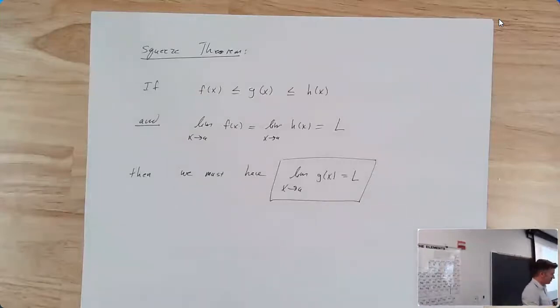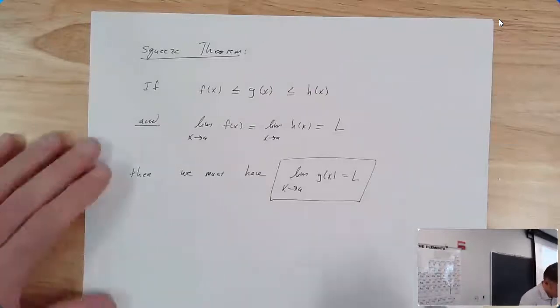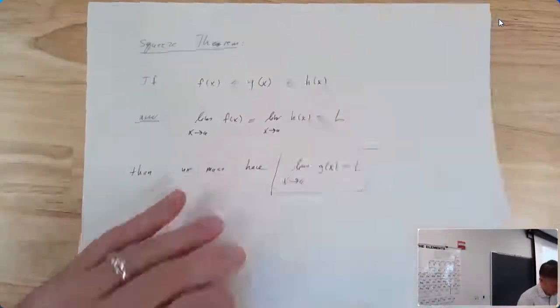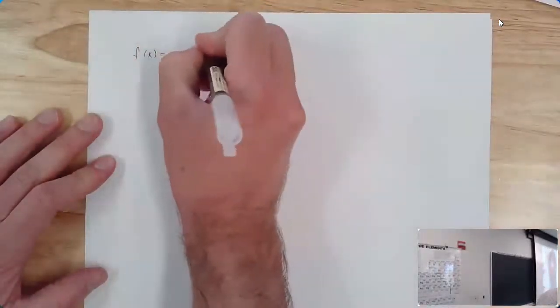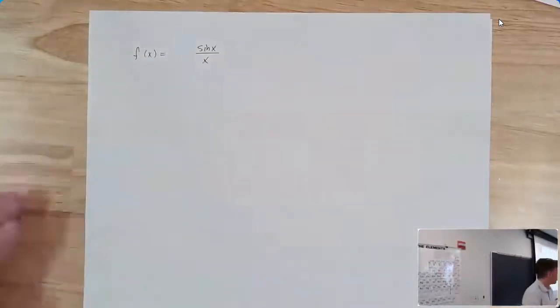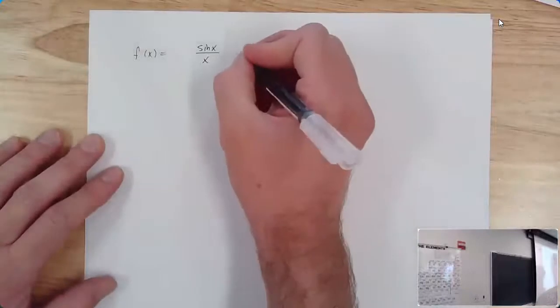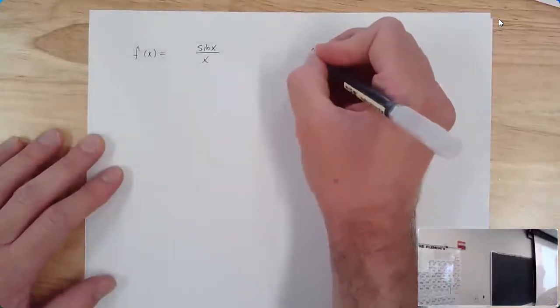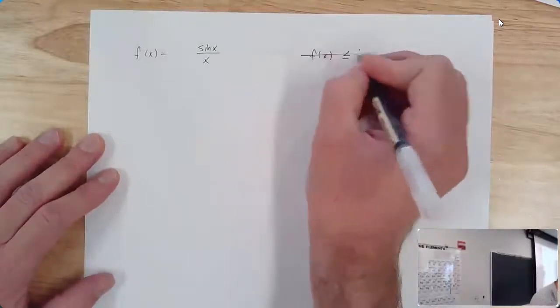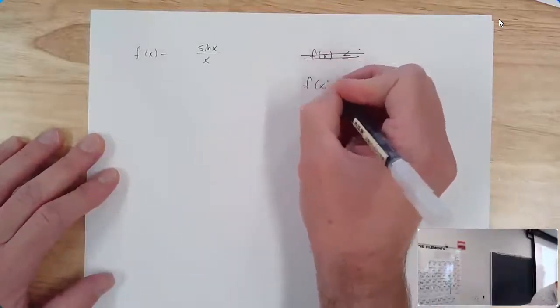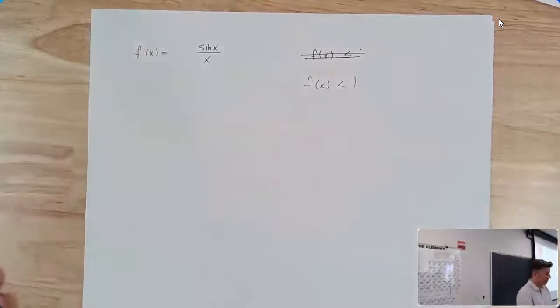So for example, here's an example that's super fun. F of x equal to sine of x over x is always, for sure, not less than or equal to, apologies, it is always strictly less than 1. This function never equals 1.